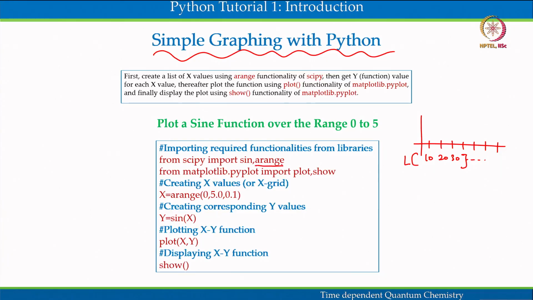This is a very powerful functionality because it gives me an array. An array is a matrix. We will discuss it later, but for the time being we will consider it as a list of numbers. So the first thing you have to do to prepare a graph is to create the list of x values using the arange functionality of SciPy. We prepare the x-axis values first, and then the y function value for each x value will be prepared.